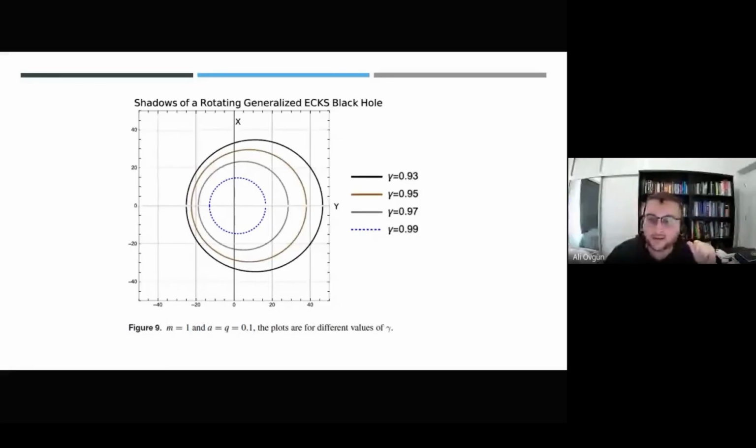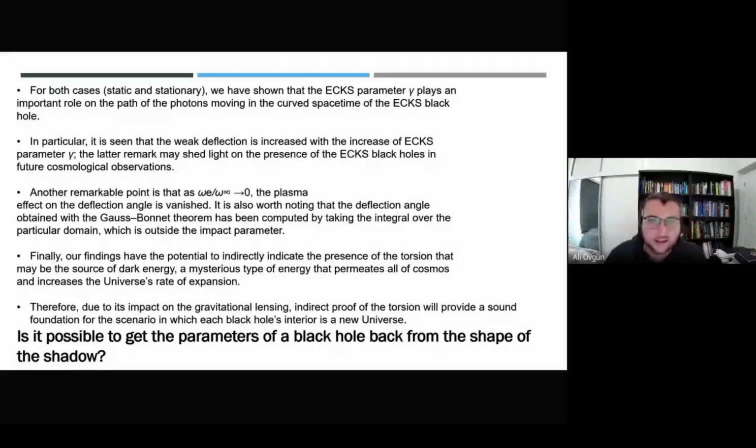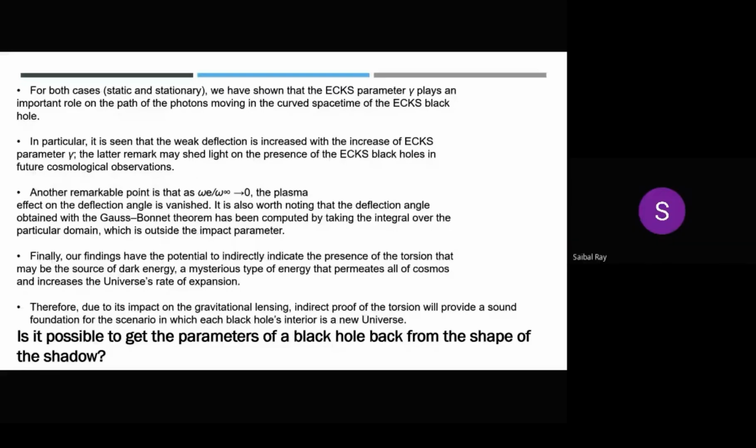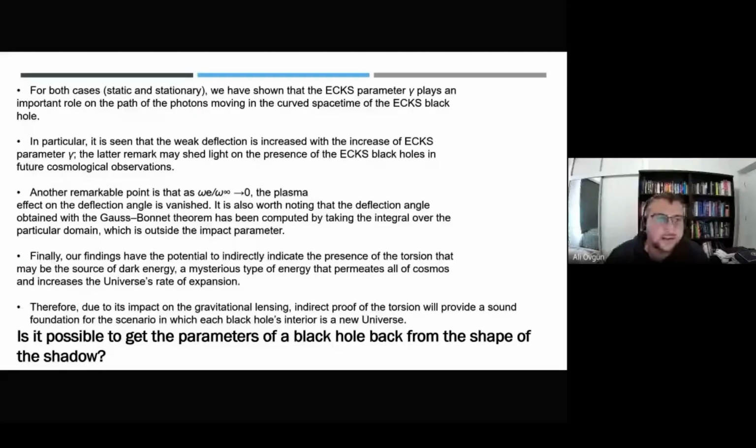Here you can see that it turns out that the shadow of this black hole is a zone covered by a deformed circle. As a conclusion, when gamma is increasing, what happens? The radius of the shadow is decreasing. For both cases, static and stationary, we have shown that this ECKS parameter gamma plays an important role on the path of photons moving in the curved spacetime of this black hole. In particular, it is seen that the weak deflection is increased with the increase of this parameter gamma.